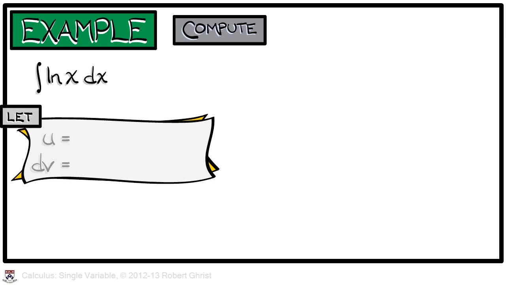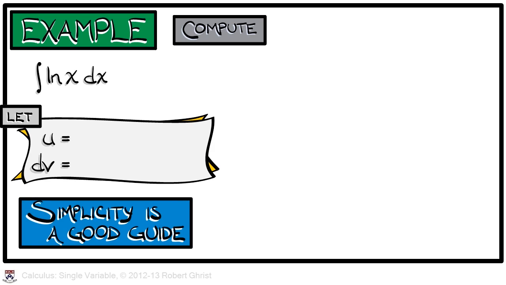For another example, compute the integral of log of x dx. In this case, the choice of u and dv is maybe not so obvious. In general, you want to keep things as simple as possible. Therefore, let u be equal to log of x, since we know how to differentiate that. dv would necessarily be dx.